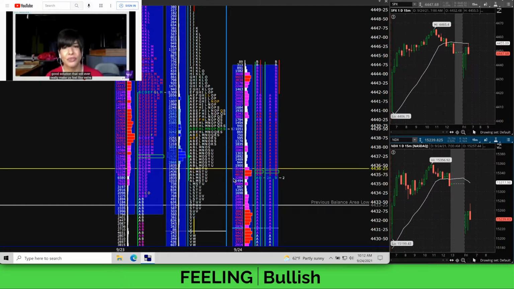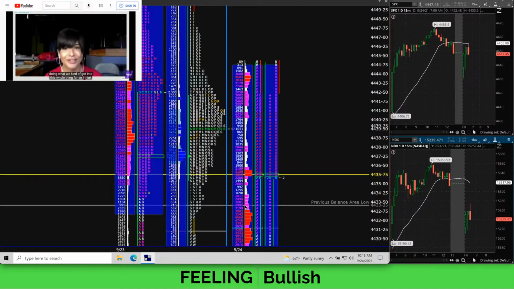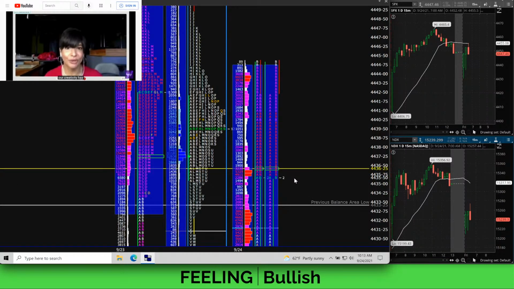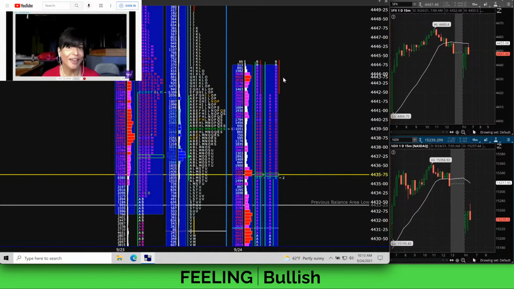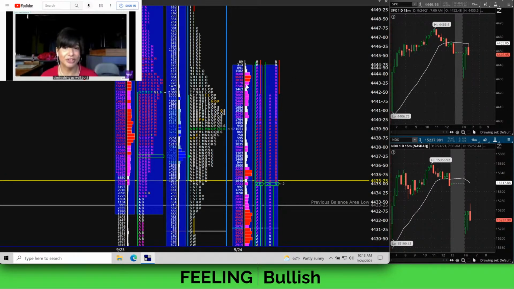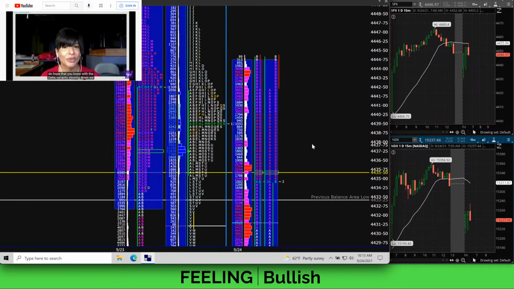This is where they need to find support. We don't want to pull back below yesterday's value. Man, these short-term traders get squeezed so quick. They go long in the wrong location, and then they instantly give up. And they never learn.